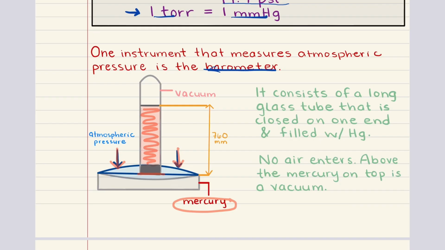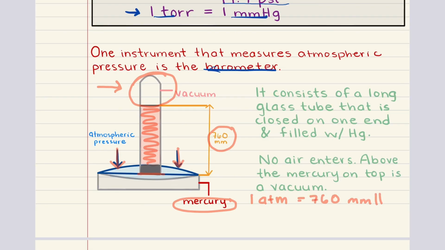Now, no air enters the closed end, so that means the space above the mercury column is a vacuum. At sea level, the height of the mercury column is about 760 millimeters, which corresponds to 1 atmosphere of pressure. This is why we often use millimeters of mercury as a unit of pressure. So the barometer measures atmospheric pressure.